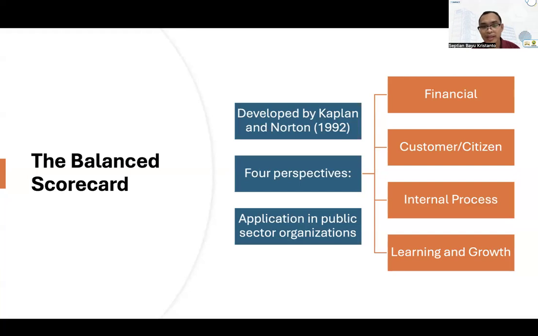And also we can take the second perspective, customer satisfaction or citizen satisfaction. And then we also measure how good our internal process is in the bureaucratic system and also in a democracy. And in the last perspective, we make comparisons to learn and grow. So our institutions, especially in the public sector, will have growing activity and also gain a lot of trust from the citizens or our customers.